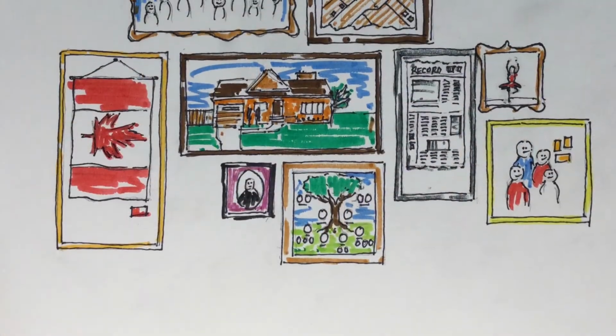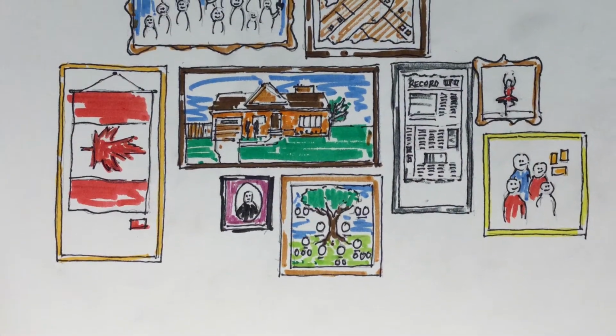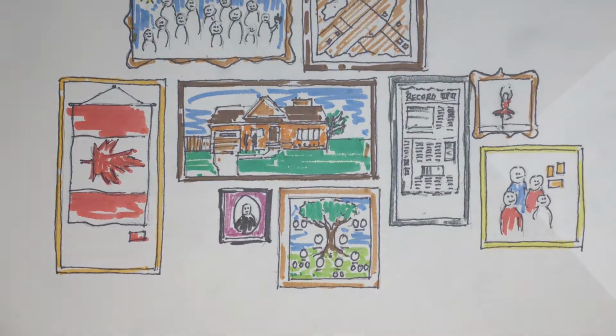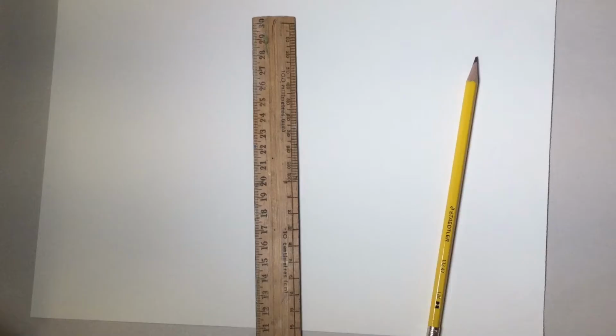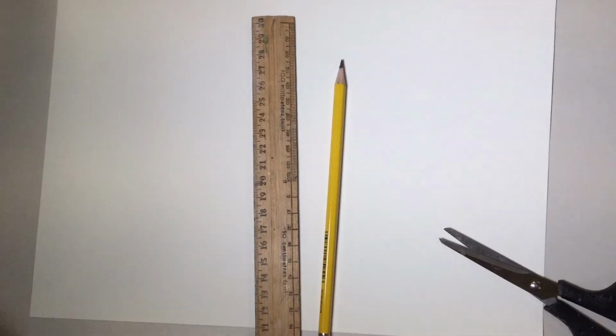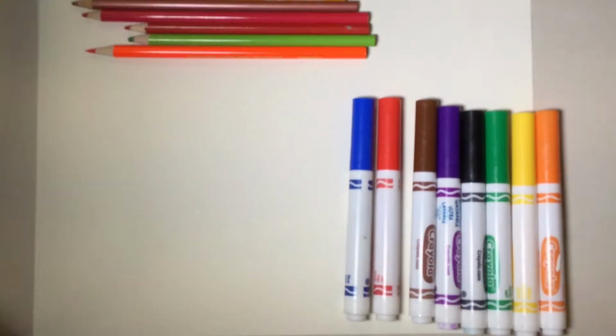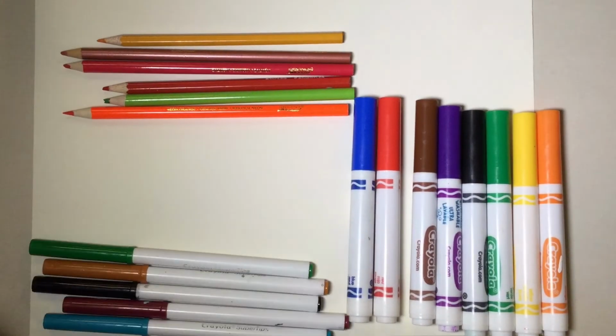In this illustration activity, you will create your own constellation and tell us the story of you and your family history. These are the materials you'll need: 1 piece of drawing paper, a ruler, pencil and eraser, scissors, assorted colored pencils and markers, and 1 piece of box board from the side of a cereal or cracker box.